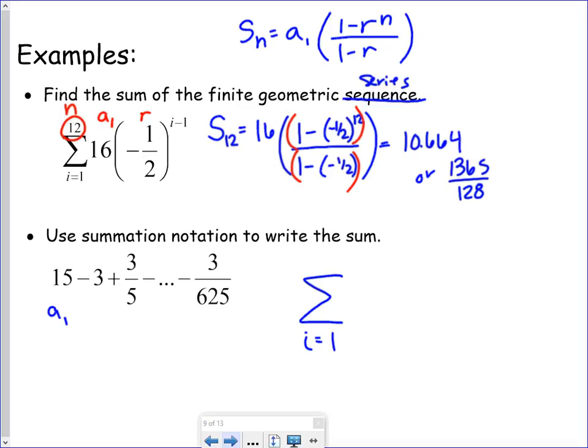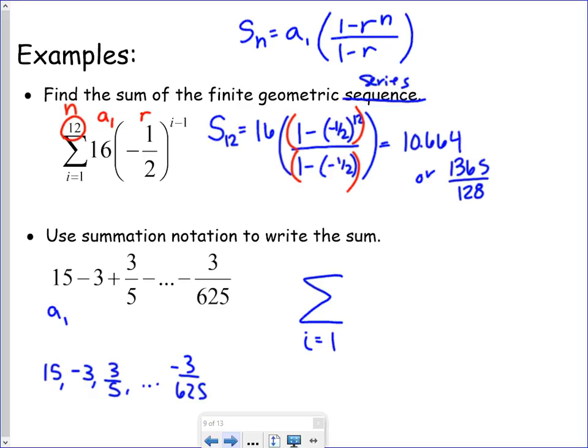I'd like to find out what my upper limit is. So I'm going to need that upper limit. I've got to find out how many terms are being added here. If you want, you can think about it more like a sequence: 15, -3, positive 3/5, and then dot, dot, dot, -3/625. Okay, that's going to be my ending term.